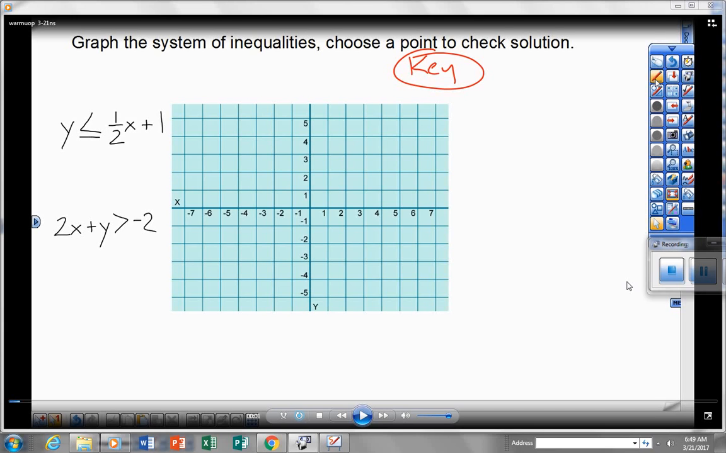All right, here we go. Graphing a system of inequalities and checking a solution.